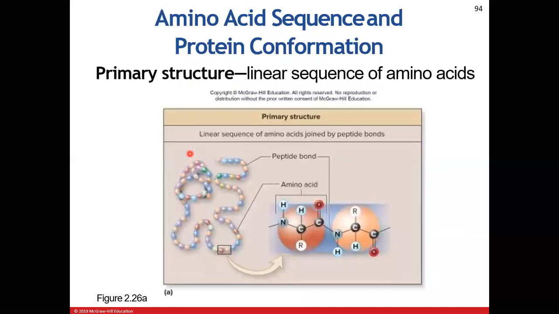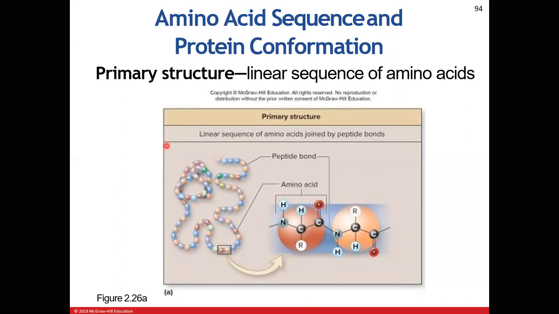As we start looking at how we utilize amino acids, and we get to their sequence in protein conformation in developing and creating a protein, we have to look at the levels of structure in order to get to that point. There are 4 levels of structure in protein formation. The first one is primary structure, and primary structure is nothing more than the linear sequence of amino acids.